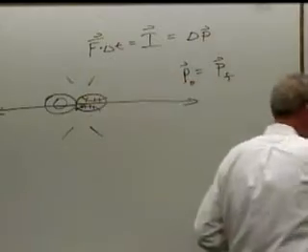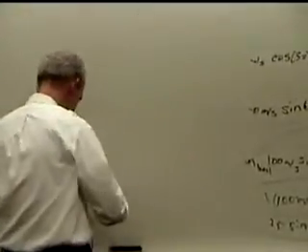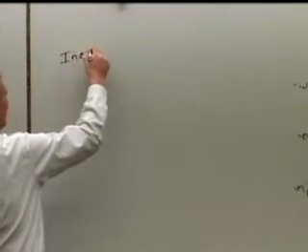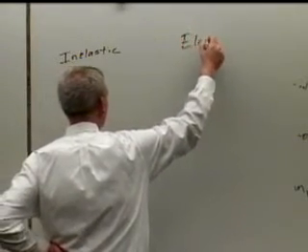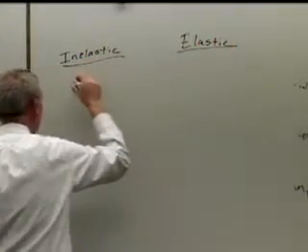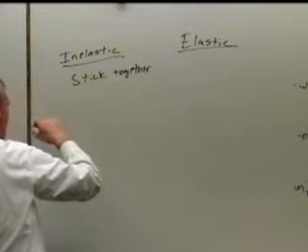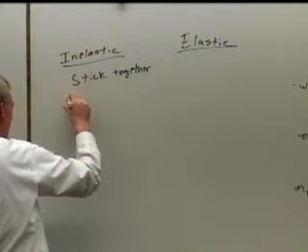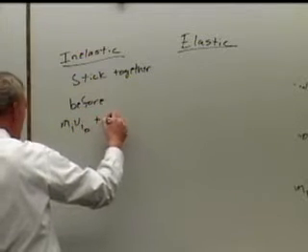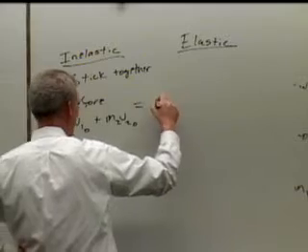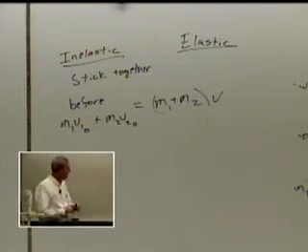All right, there's inelastic, which I'll write on the board, and I'll do these two examples. We've got inelastic collisions and elastic collisions. Inelastic: stick together. In other words, before the collision, I've got an M1, V1, and an M2, V2. But after the collision, I've got M1 plus M2 times some velocity. They've stuck together. Okay? They have stuck together.